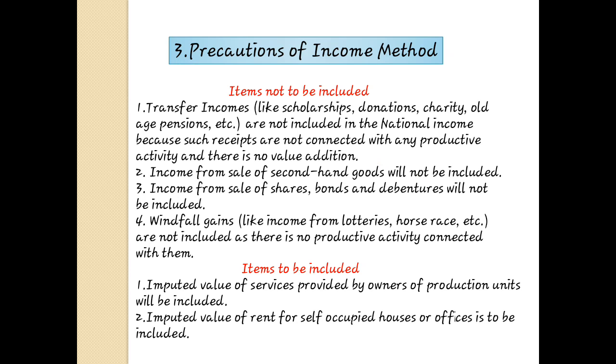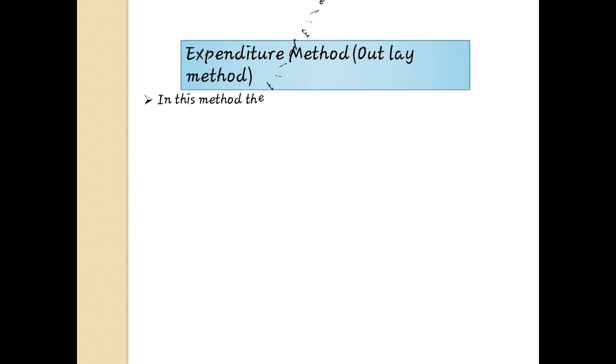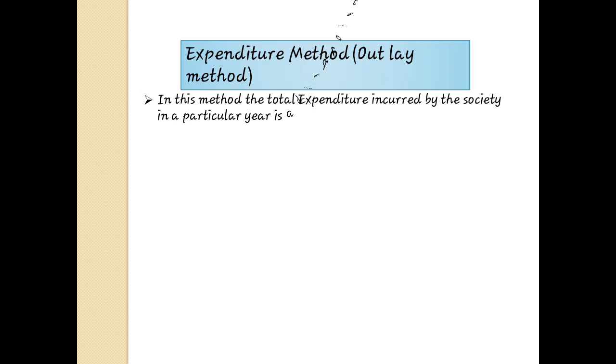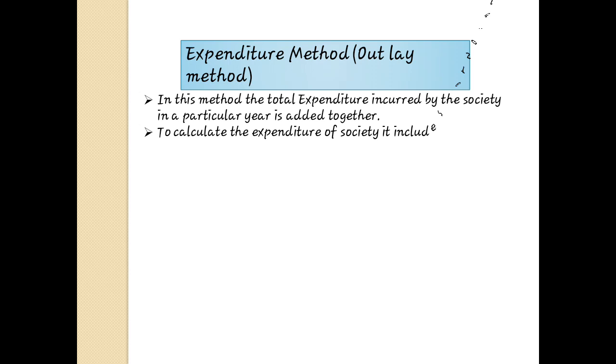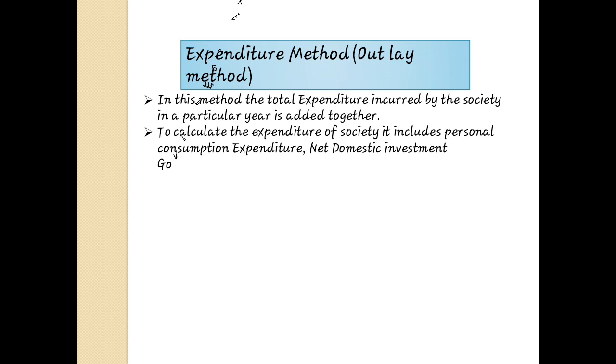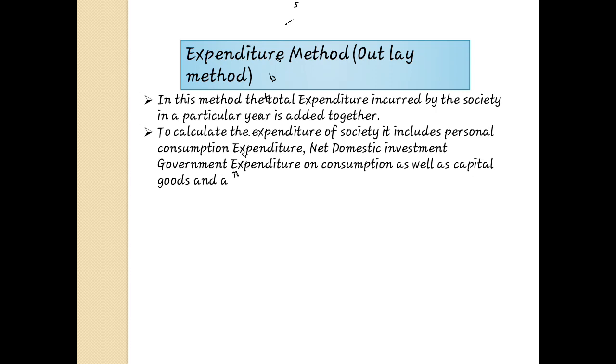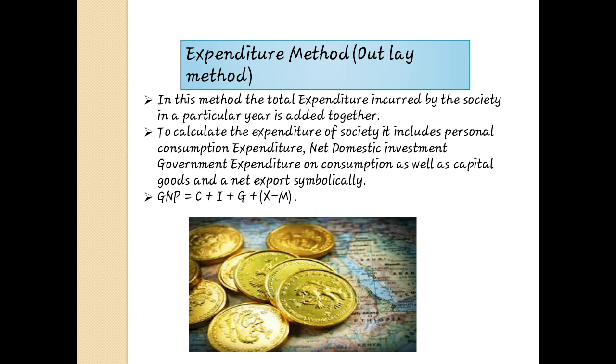Next, the expenditure method. This is otherwise called the outlay method. In this method, the total expenditure incurred by the society in a particular year is added together. To calculate the expenditure of the society, it includes personal consumption expenditure, net domestic investment, government expenditure on consumption as well as capital goods, and net exports. Symbolically, GNP equals C plus I plus G plus X minus M.